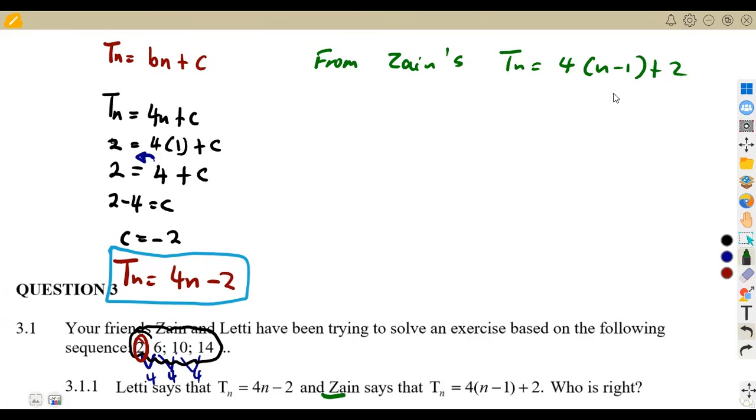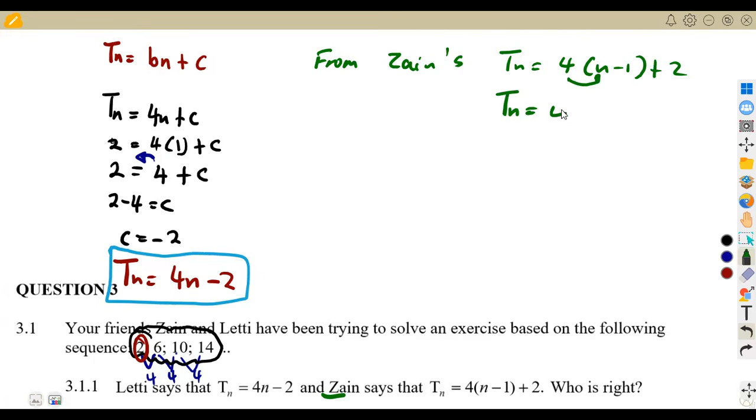There's a bracket that we have and so forth. So we can work from there and see if we are going to have the same thing as what Letty here got. Okay, so let us do that. We are talking about the expansion of brackets in this case and collecting of like terms. So that means our Tn is going to be distributed by 4.